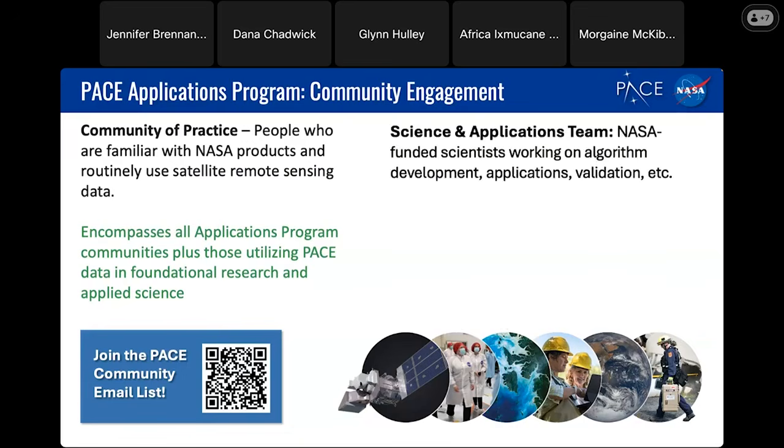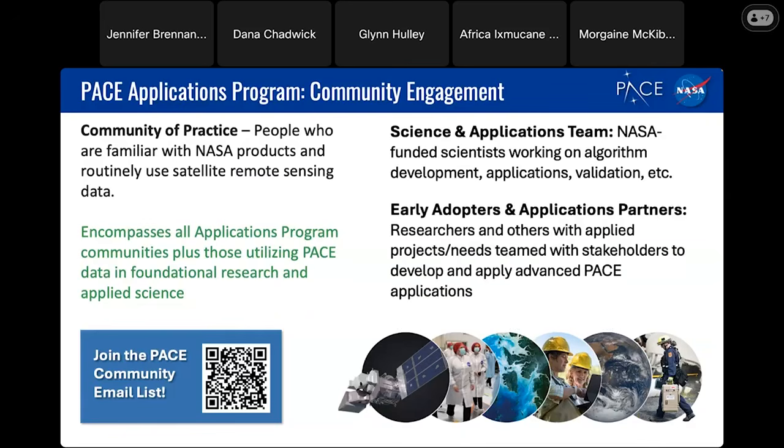We also have a science and applications team, which is a competed science group. And these are NASA-funded scientists that work on algorithm development, as well as applications and validation of data. And we also have an early adopters program as well, similar to what you've heard about from EMIT. And we call them applications partners post-launch. Before launch, everybody is an early adopter. And these are basically researchers that have applied projects and needs, and they're teamed up with stakeholders on their end. They're connected with their end users, and they connect with us to help advance their work.